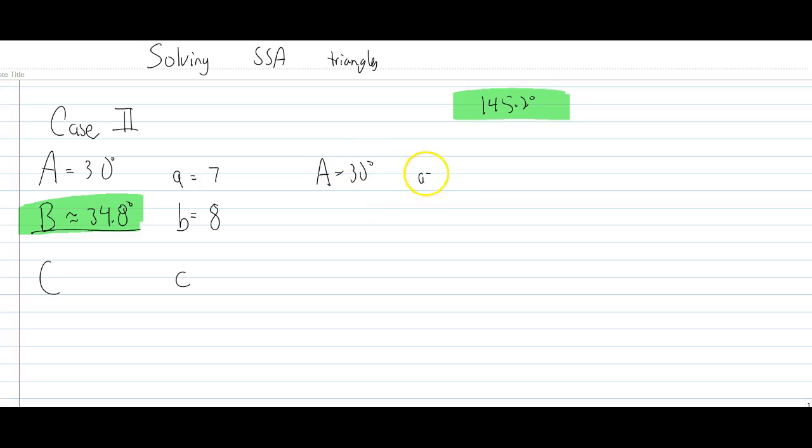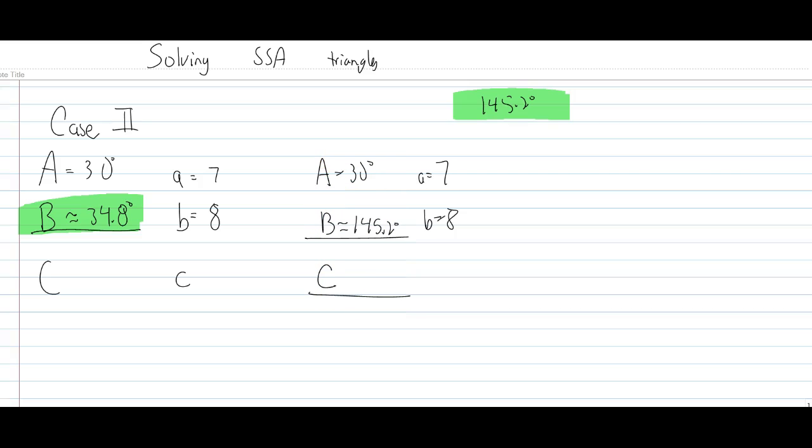A must be 30, little a is 7, little b is 8. Is it possible that angle B is 145.2 degrees? And here's the check. In every single triangle, we know that the sum of the angles equals 180 degrees. And if I add up angles A and B together so far, that doesn't come out to 180 degrees, which means that there is something left for angle C, which means that we are going to get a second triangle for this one.